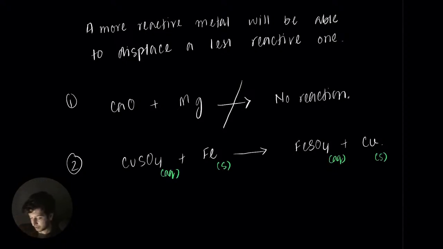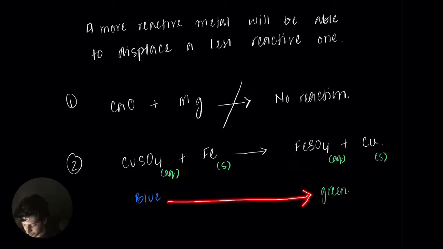Blue to green. Okay, you're saying the solution will change color. This is blue in color, and that's green in color. So what's going to happen is more and more copper sulfate will disappear and more iron sulfate will be formed, so the color change of the solution will go from blue to green. Okay?